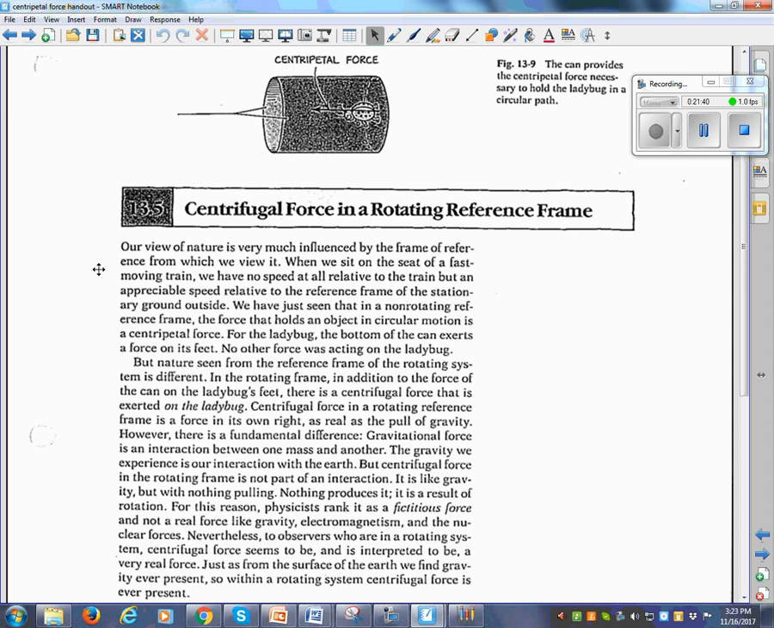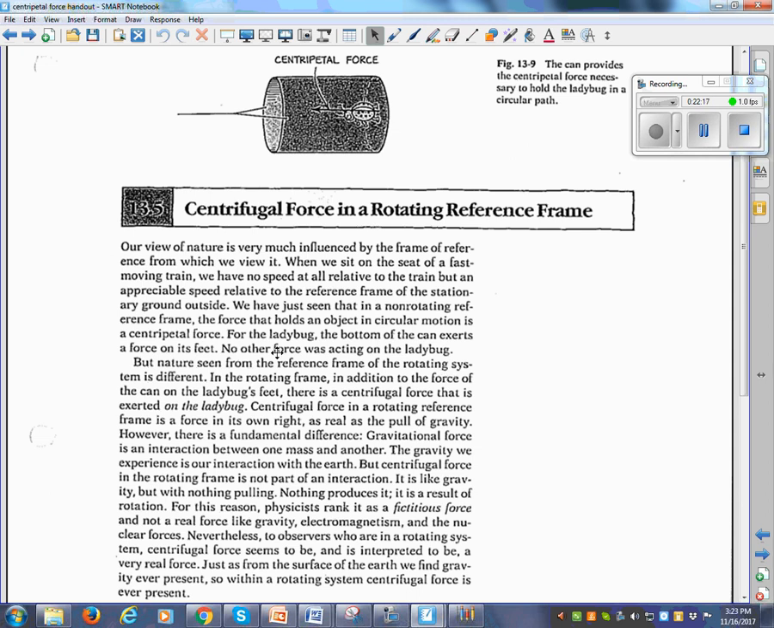Now we need to talk about frame of reference, and I've got to hustle. Our view of nature is very much influenced by the frame of reference from which we view. When we sit on the seat of a fast-moving train, we have no speed at all relative to the train, but an appreciable speed relative to the reference frame of the stationary ground outside. We've just seen that in a non-rotating reference frame, the force that holds an object in circular motion is a centripetal force. So we are all in this non-rotating reference frame, and we're looking at me spinning it above my head.